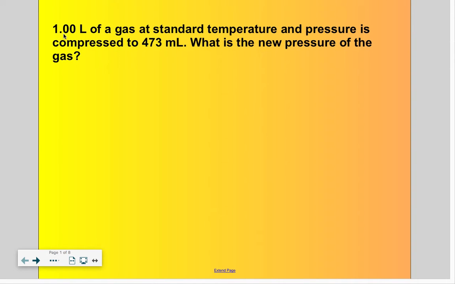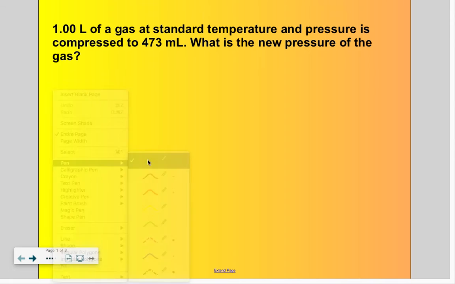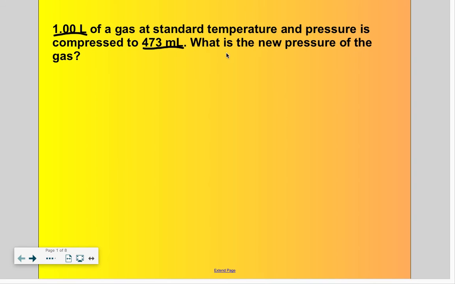So for example, I can see that I have 1 liter there. Let me put a pen on here. Okay. If I have 1 liter of a gas at standard temperature and pressure, that is something you're going to need to know. If you don't know it, I did put it on the bottom of the page, so you should be able to see what standard temperature and pressure means. All right. So this problem says 1 liter of a gas at standard temperature and pressure is compressed to 473 milliliters. All right. And we're looking for the new pressure of the gas.